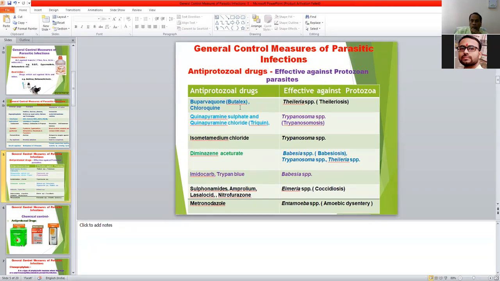Buparvaquone is marketed under the trade name Butalex and is effective against Theileria species. Of the various species of Theileria, Theileria annulata is the most common species found in India, causing bovine tropical theileriosis. This is an important and economical hemoprotozoan disease prevalent in India, and the drug effective against Theileria species is buparvaquone. The disease is known as theileriosis. Buparvaquone is a costly drug, about 2,000 to 2,500 for each 10 ml vial.